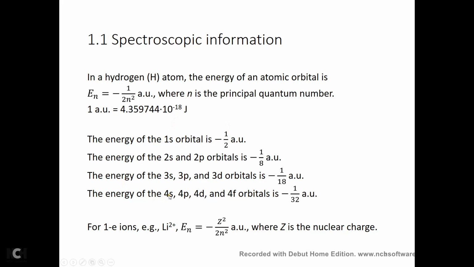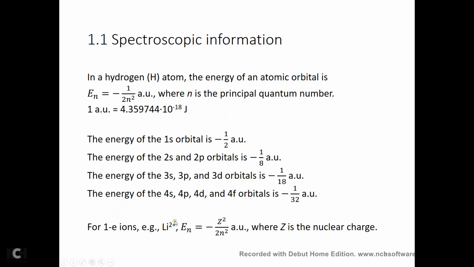The energy of 4s, 4p, 4d, and 4f orbitals is -1 over 32. What about 5s, 5p, 5d? -1 over 50. 6g, -1 over 72 atomic unit of energy. And these numbers are for the electron in the hydrogen atom.